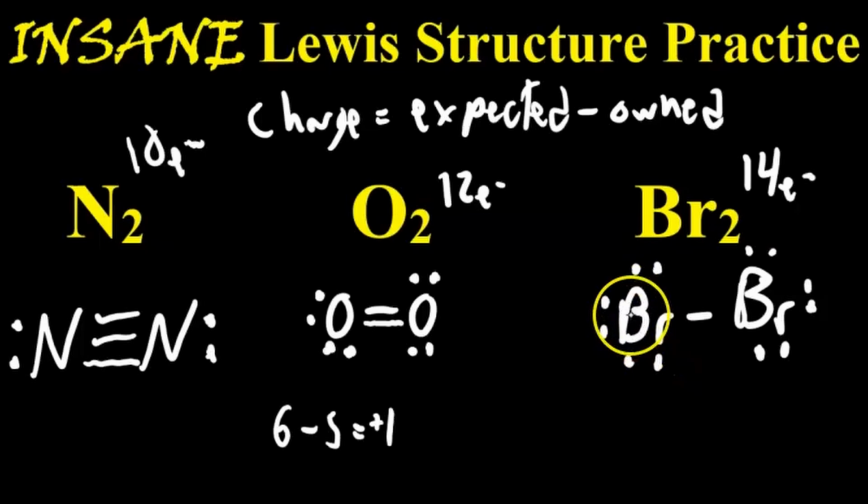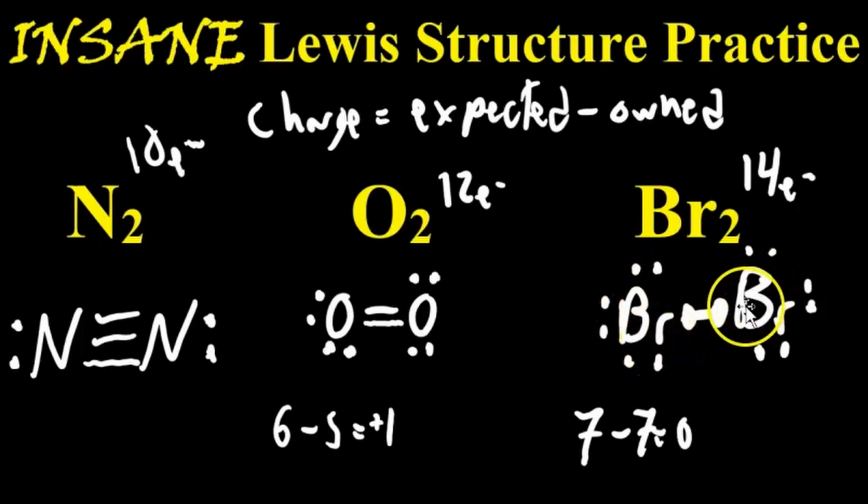Well, we expect bromine to have 7 based on our periodic table. How many electrons does it own? 1, 2, 3, 4, 5, 6. It owns 6 non-bonding electrons. And then a bond is comprised of 2 electrons. So one is owned by this bromine, the other one's owned by this bromine. So this bromine has 7 owned electrons. It's not charged, neither is this one.